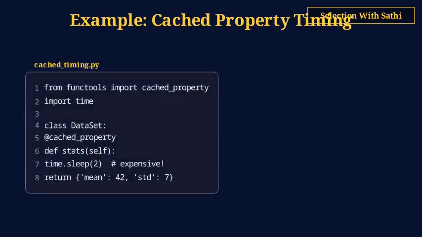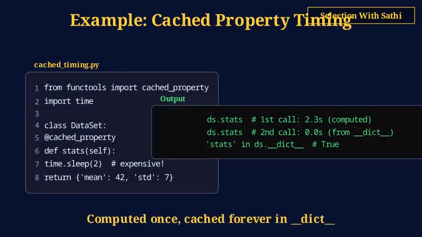cached_property shines for expensive computations. Our Dataset class has a stats property decorated with cached_property. The first time you access ds.stats, it runs the heavy computation, maybe 2.3 seconds to crunch the data. The result is stored in the instance dictionary. The second time you access ds.stats, it returns instantly from the dictionary. No recomputation, no extra logic, cached_property handles everything.